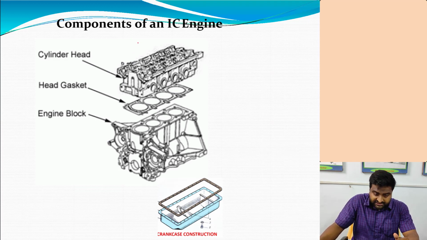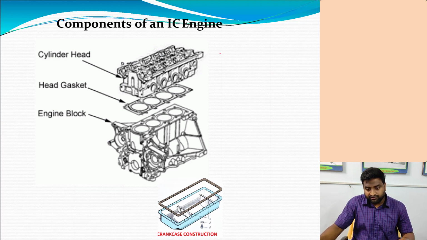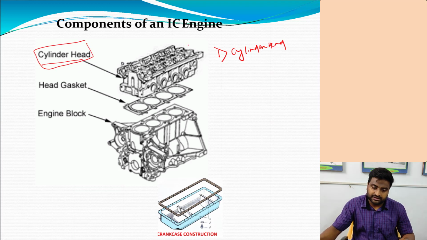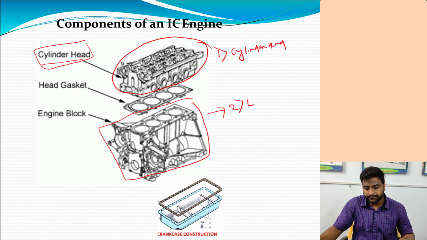Basically you can see in this slide that the components of the IC engine are broadly classified into three things. What are those? The first one is the cylinder head. You can see over here, this is an exploded view of the engine. This part is the cylinder head. The middle part is known as the engine block.